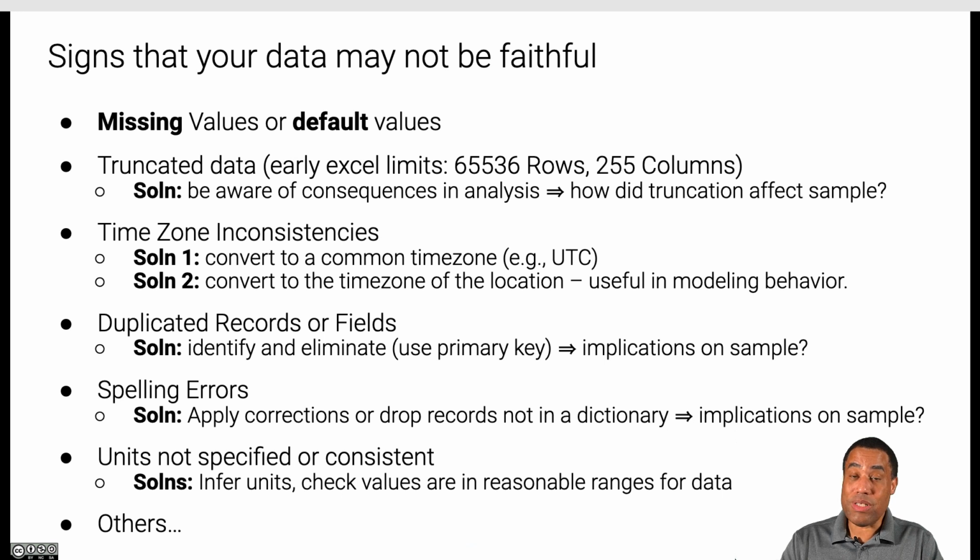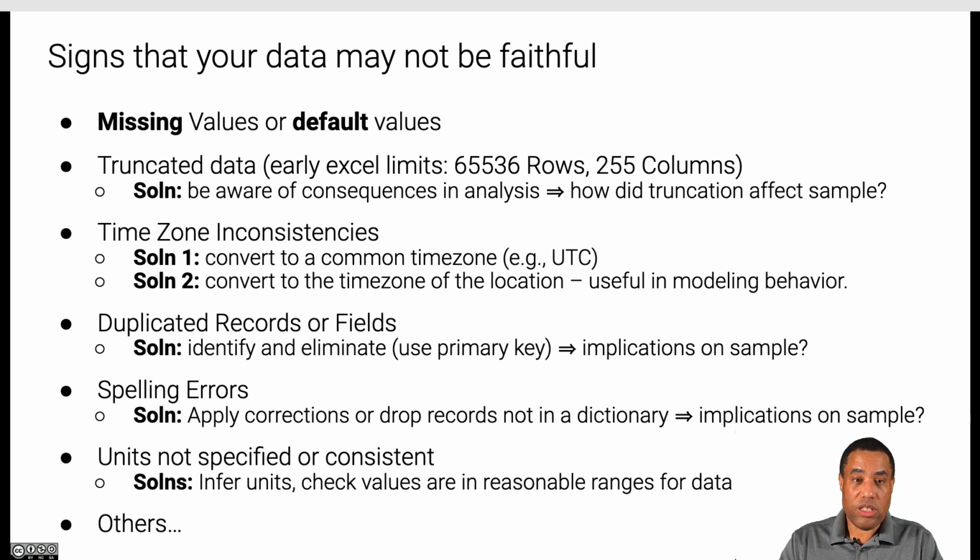So, some signs that your data might not be faithful are missing values or default values, and truncated data. Early versions of Excel had a limit of 65,536 rows and 255 columns. Exceed that, and data just silently gets dropped. So the solution is to be very aware of those consequences and how that truncation might affect your sample.